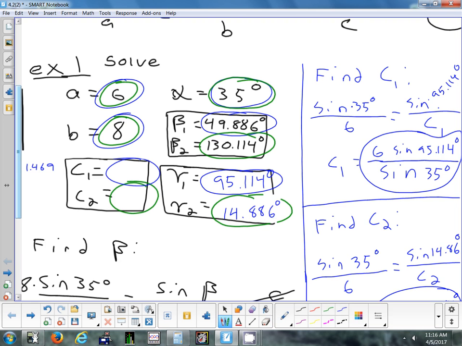So maybe let's check and see if we have anything different for C1? For C1, I got 10.41.